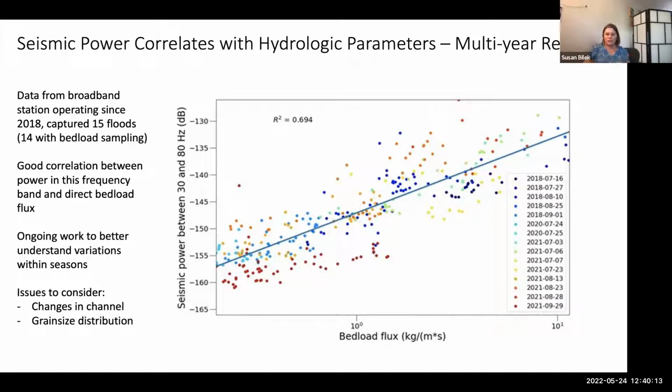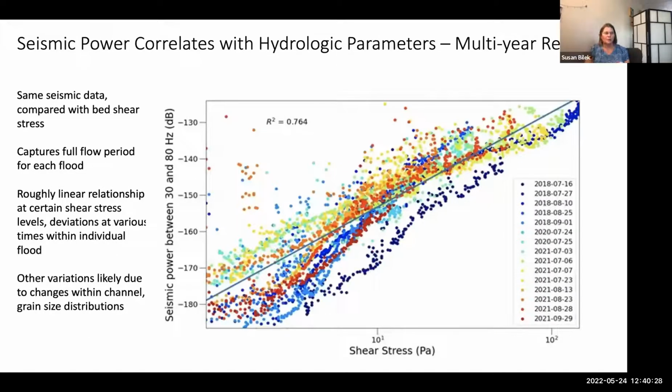And some of this might be due to changes within the channel, the grain size distribution that was available to be moved during a given flood. And these are all issues that we're working on throughout this process. We can do a similar comparison between the median power, but here we're using the bed shear stress, so that will cover the entire flood period.